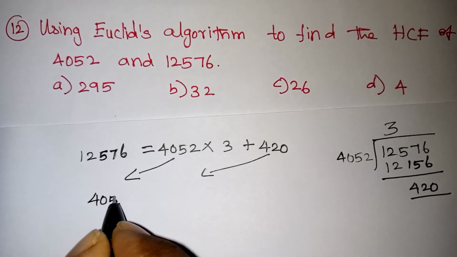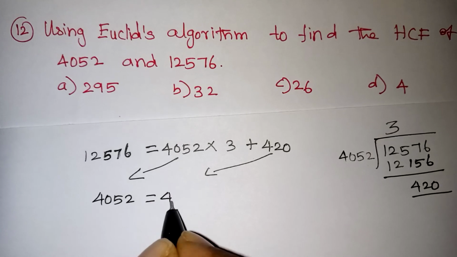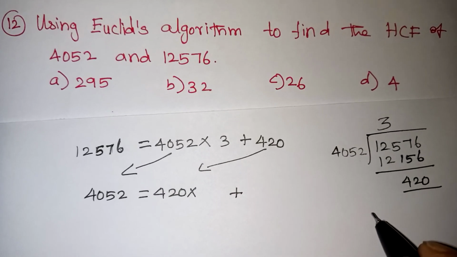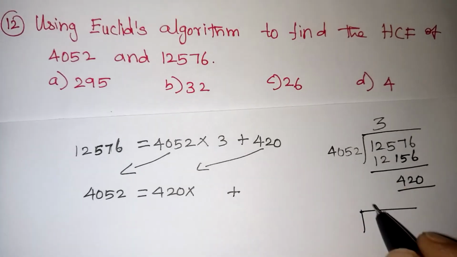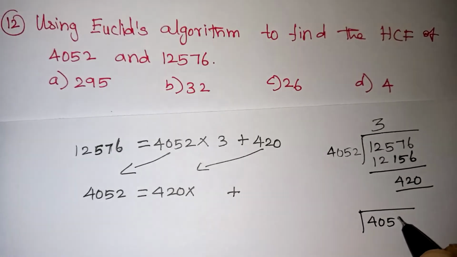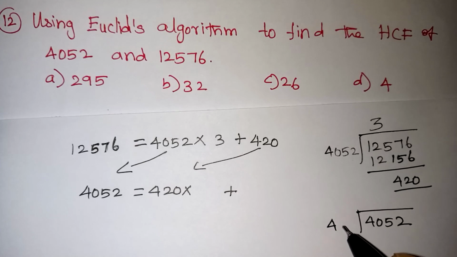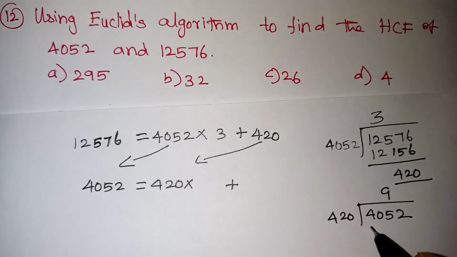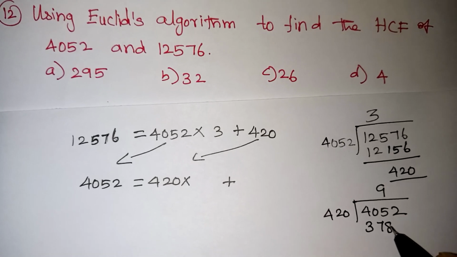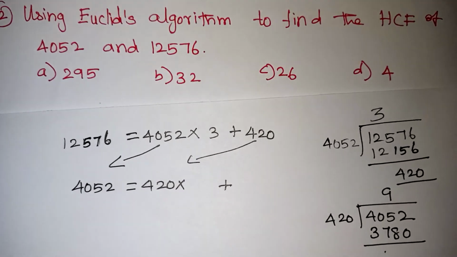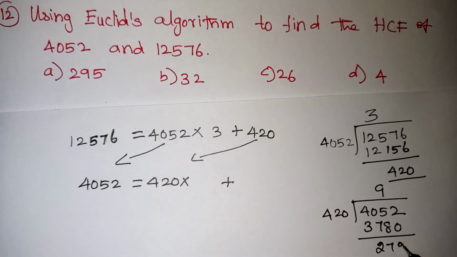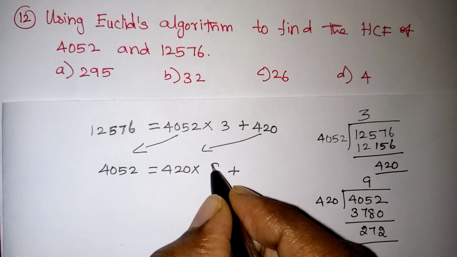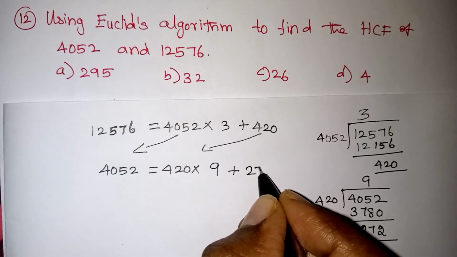So 4052 is equal to 420 into quotient plus remainder, which we need to find out. Again we should do the division, but here we take 4052 inside and this 420 as the outside value. This is coming 9 times actually. 3780 we are getting, and the remainder is 272. So here the quotient is 9 and our remainder is 272.